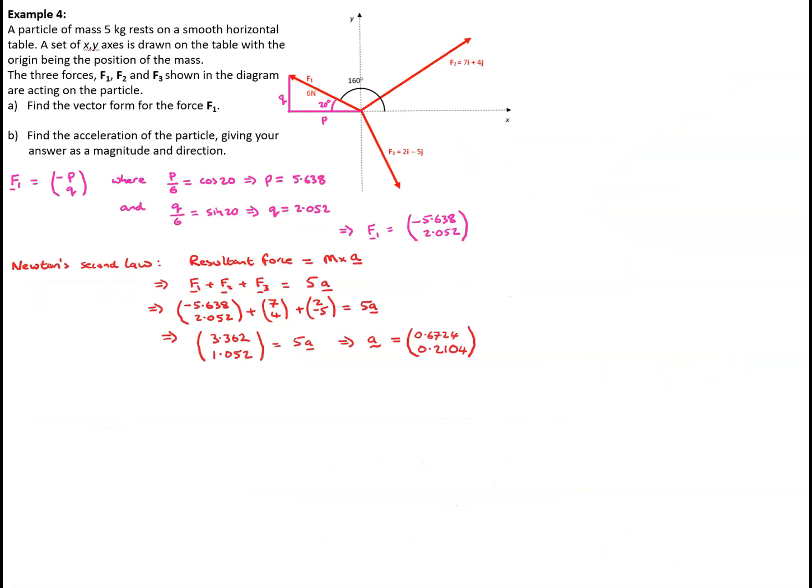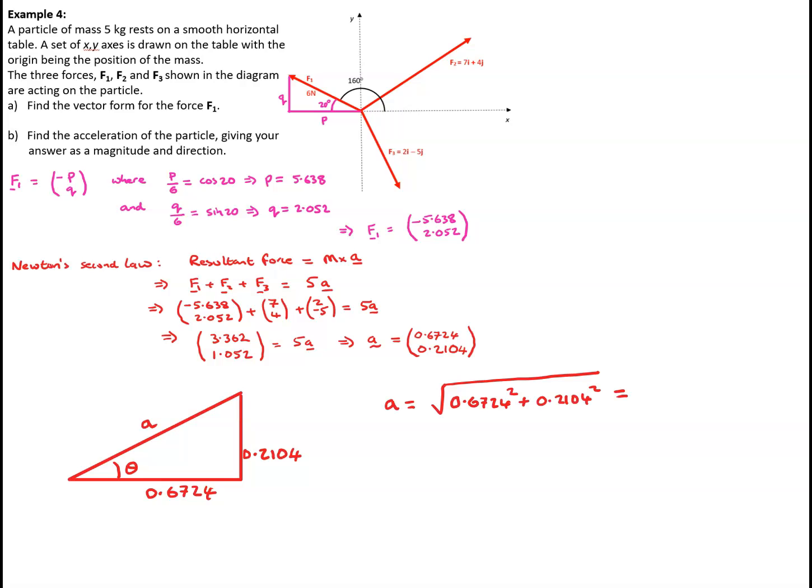Having got that far, we can now represent the acceleration vector as a component in the x direction of size 0.6724, and a component in the y direction of 0.2104. And now using Pythagoras on my triangle, I've got the magnitude of the acceleration must be 0.6724 squared plus 0.2104 squared, all square rooted, which gives me an acceleration of 0.705 meters per second squared.